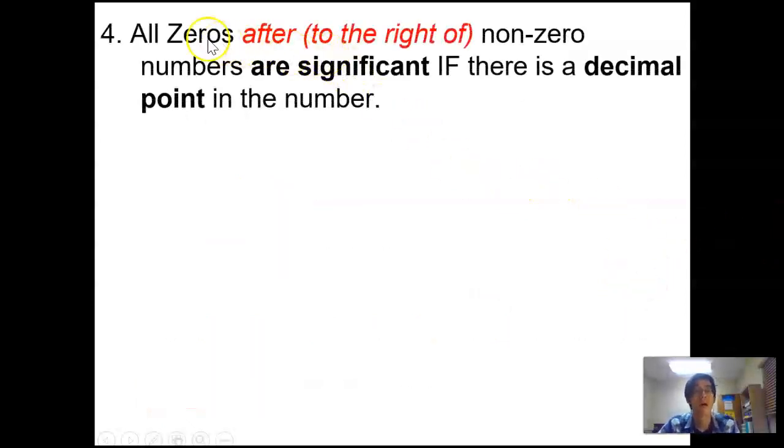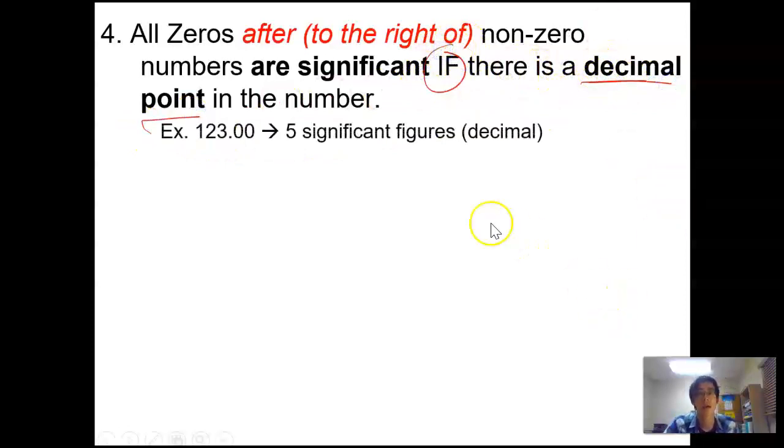Alright, and the fourth rule, all zeros after or to the right of non-zero numbers are significant if there is a decimal point. Okay, that is a big if factor. So let's look at a couple of examples. 123.00 has 5 significant figures because it has a decimal here. So these 3 sig figs and also these 2 zeros count to have a total of 5 sig figs, okay, because of that decimal importance.